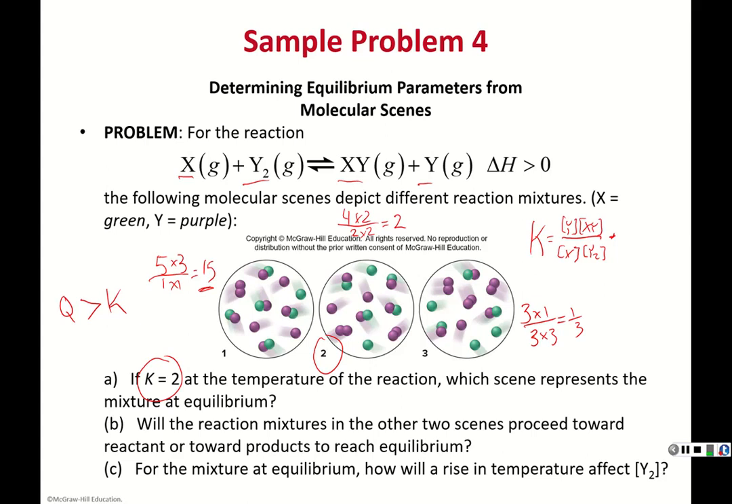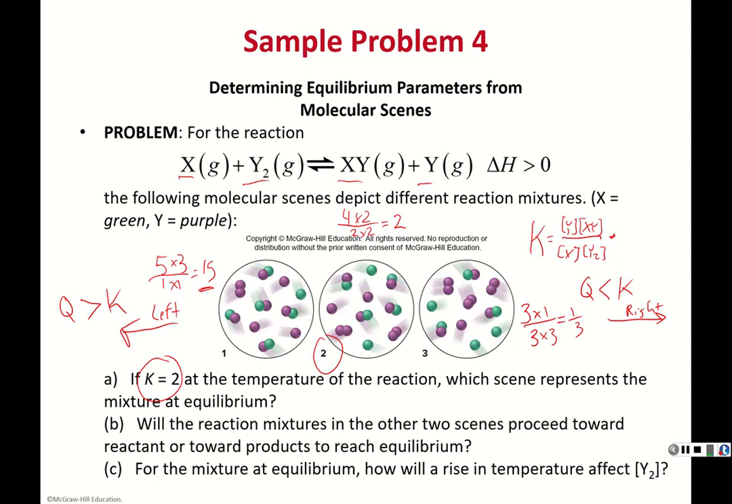So what does that mean? That means we have more products than are necessary. So the reaction would shift to the left to reach equilibrium. Okay, and the opposite for scene 3, Q is 1/3, which is smaller than 2, smaller than K. So we don't have enough products, so this would shift to the right until it reaches equilibrium.